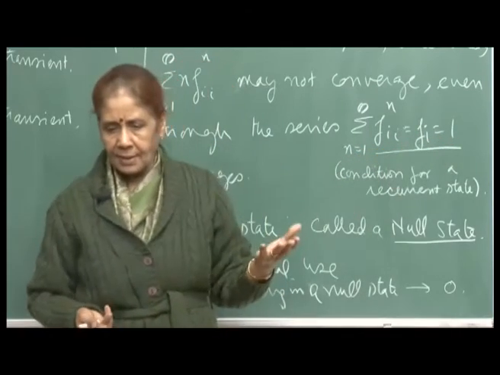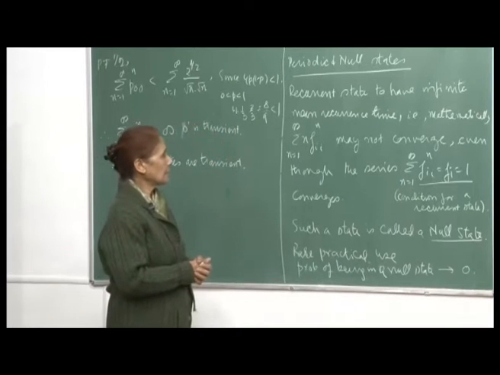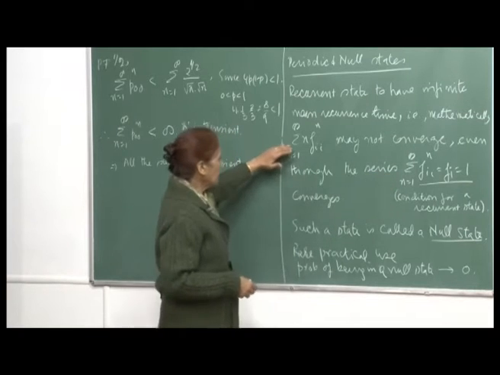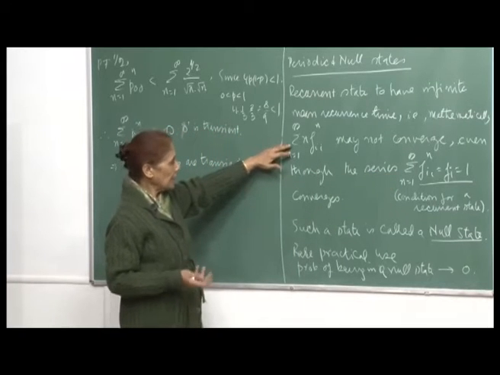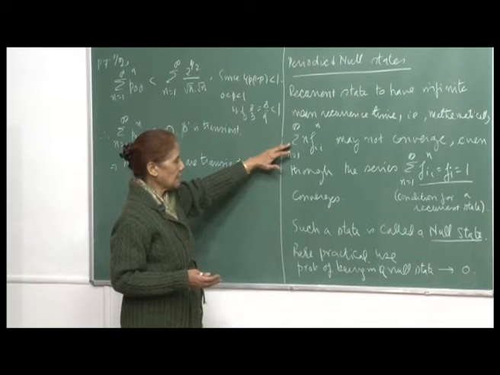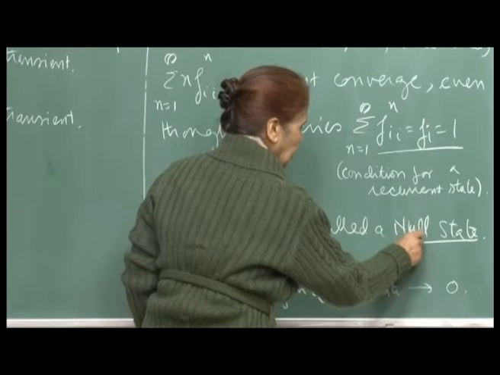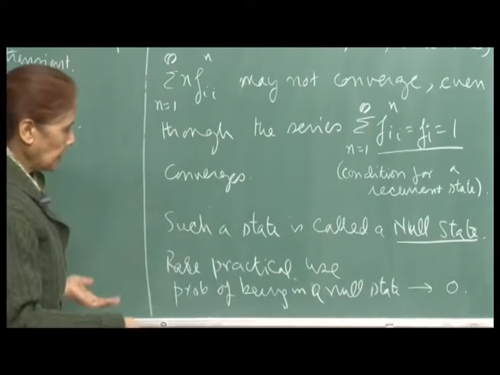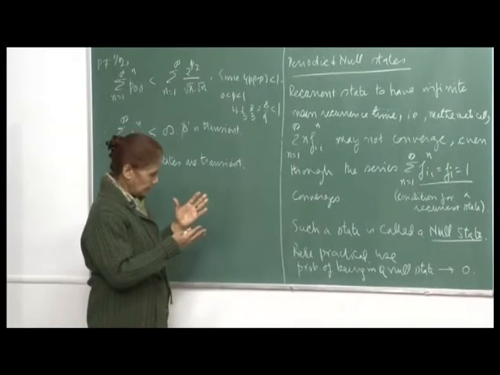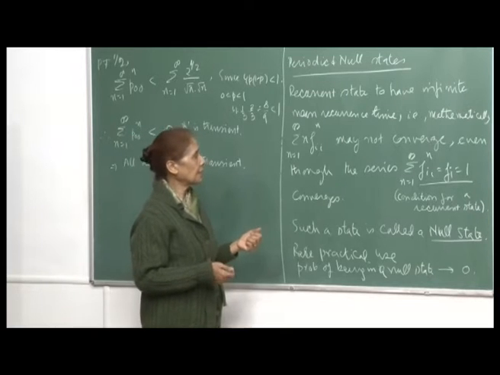So, for a recurrent state this probability has to be 1, because coming back to a recurrent state is a certain event. So, this series converges, but this series, which is your mean recurrence time, may not converge. And such a state we will define as a null state. Not much is talked about it, and so we will also not spend much time, but we must complete the presentation of the classification of the various states.